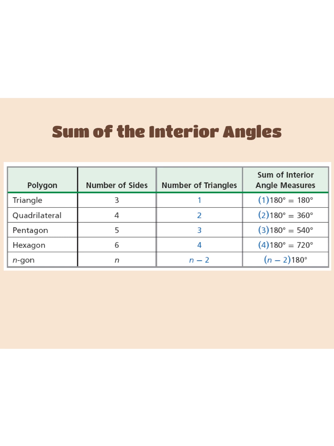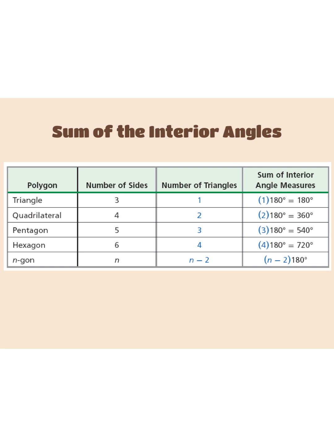This is what is on the table. So for triangles, we have the interior angles is always 180. For a quadrilateral, which is going to be 2 triangles, it's going to be 180 times 2. For a pentagon, it's going to be 3 triangles, it's going to be 180 times 3. For a hexagon, it's going to be 6 sides, so it's going to be 4 triangles, so it's going to be 180 times 4, and so on.